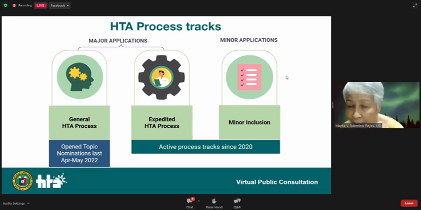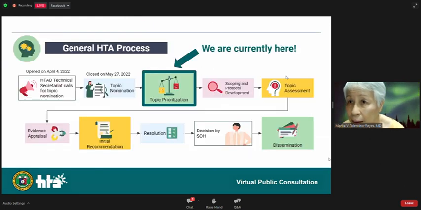So it was rather rushed. This year and in the following year, we are now applying the general HTA process. So this is the first time we are really going through the general HTA process, and we started it through the nominations last May. All right, we opened it on April 4, and closed it in May 2022.